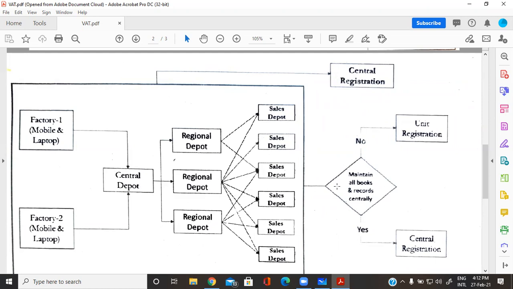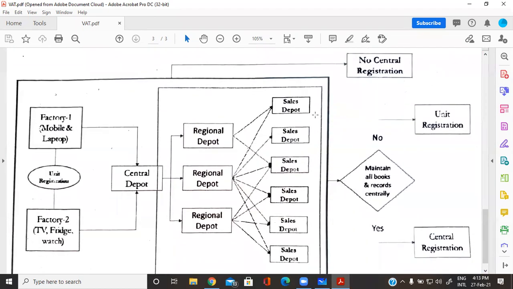So it has been said that if any person conducts its economic activities by supplying identical or similar goods and services from two or more places. So we have observed that there have been several places. But what they do, they preserve all books and records centrally. In that case, they can take central registration instead of taking the unit registration. Have you got it? So it will be based on how they want to take the registration.